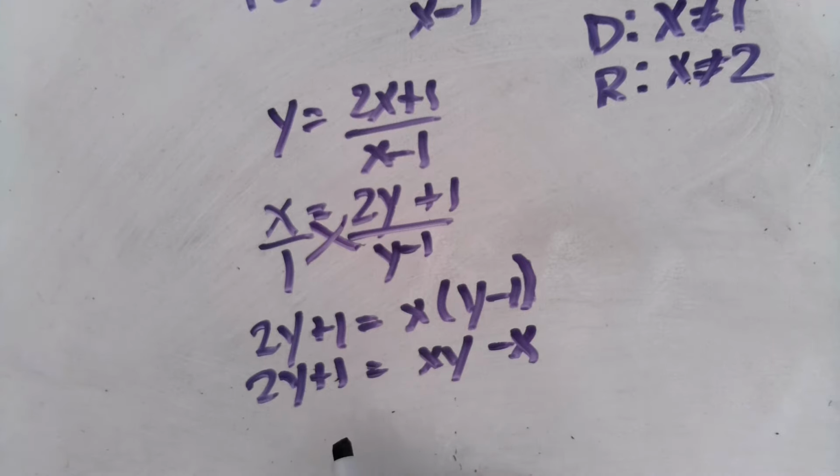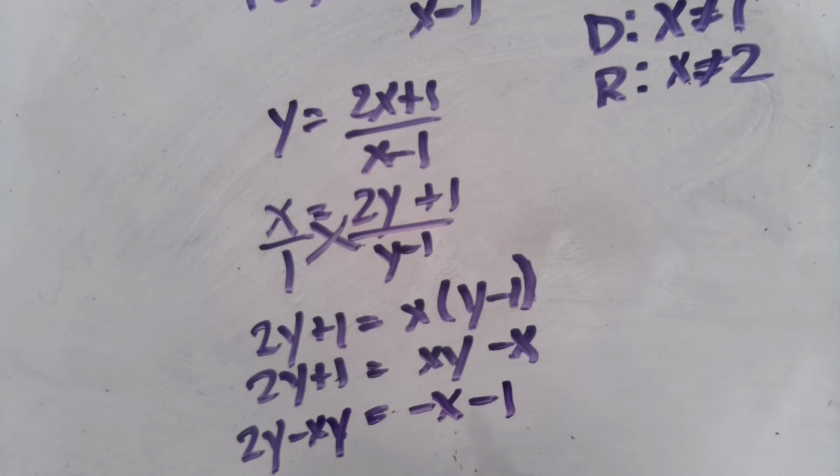Now, again, we want to get y by itself. So there's a y on this side and a y on this side. So we need to take the xy to this side, and we need to take the 1 to this side. So we minus 1 to here, and then over here we minus xy. That's to get rid of the xy.